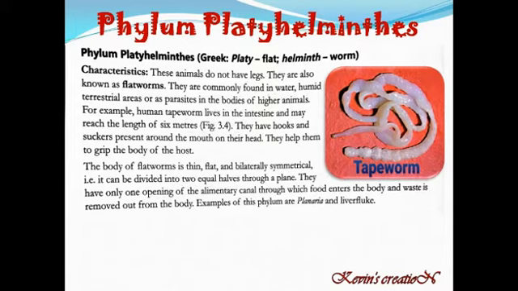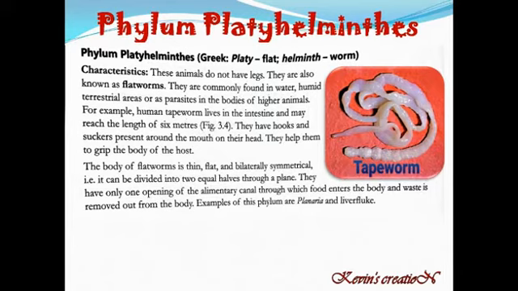The body of flatworm is thin and flat and bilaterally symmetrical. So this word you will be seeing everywhere, bilaterally symmetrical. What does it mean? That means the body of the organism can be divided into two equal halves through a plane. If you divide it into two halves, then you will be getting two equal parts.